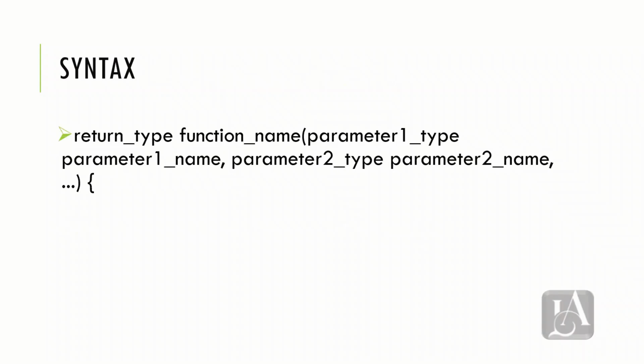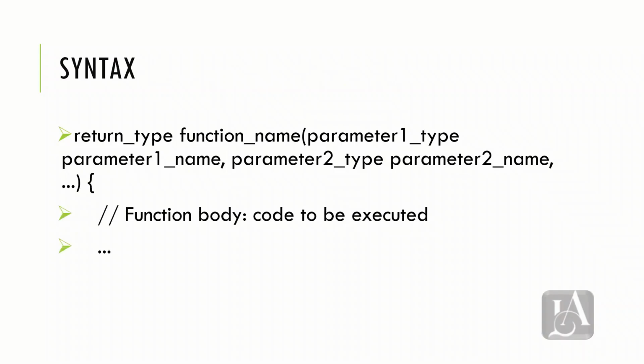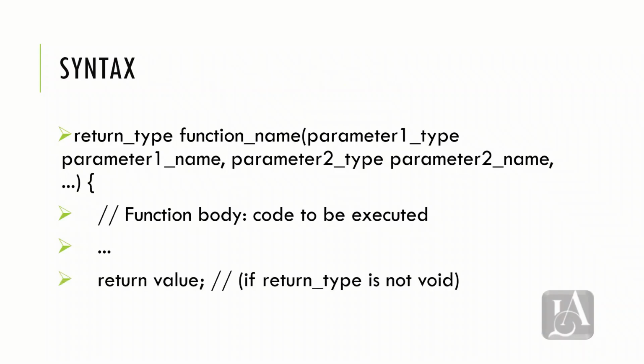Here is the syntax of the function: return type, function name, open bracket, parameter 1 type, parameter 1 name, comma, parameter 2 type, parameter 2 name, comma, and so on. This is called the function body and the return value. Here I will explain briefly about this.